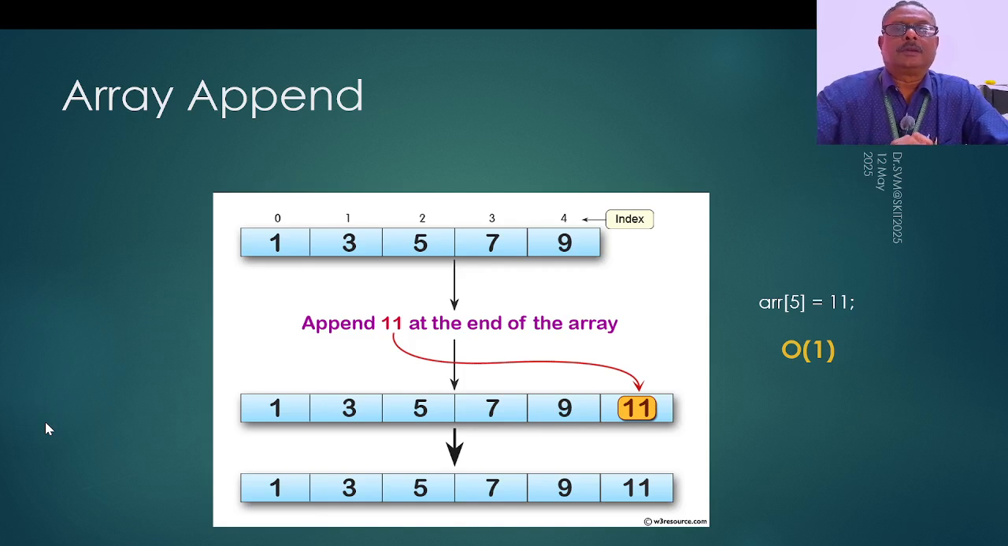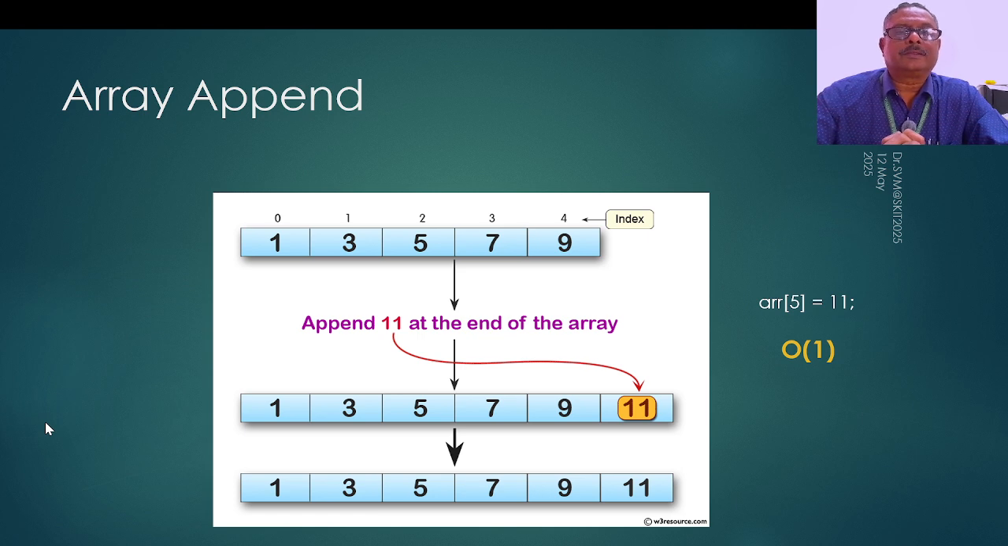Hi friends, now let us look at the next operation possible with the array, that is appending an element at the end of an array. So appending at the end of array, we can think in two possibilities. One, we know exactly where the last element is in the array.